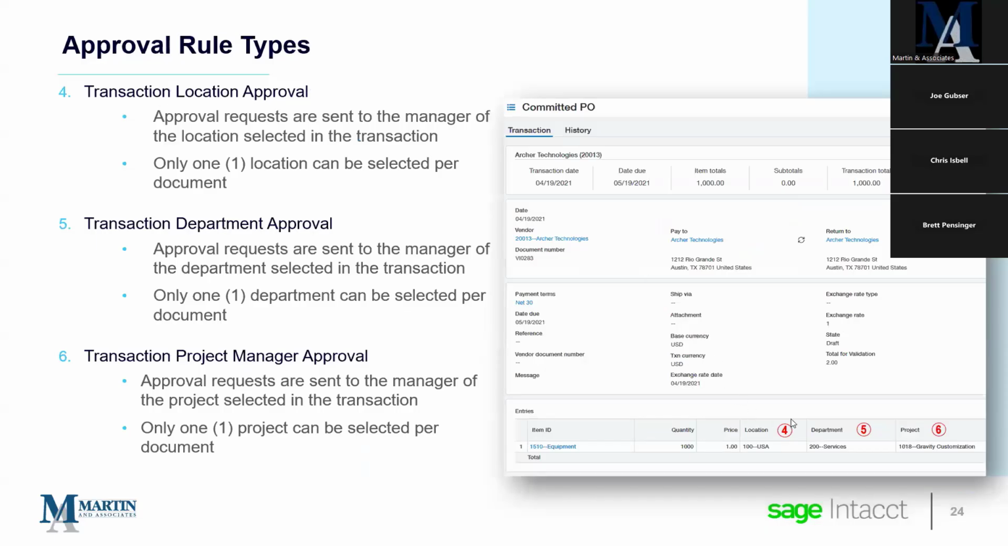It can be based on the transaction type being submitted, such as a PO. It can be based on the location, the department, or the project/grant of the transaction. So each of these are available. You can only have one of each of those on a transaction to use that type of approval process.